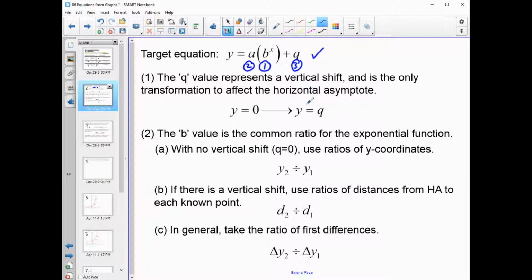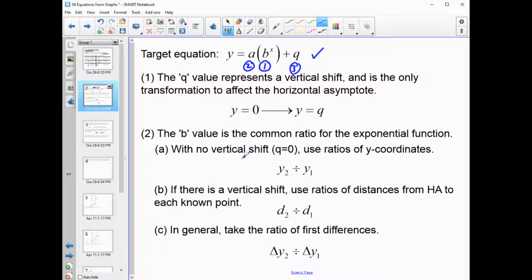And then the order in which we deal with these things actually gets jumbled up a little bit as well, based on the simplicity of which one to deal with first. If, for example, you are looking at a graph, the most important feature on an exponential graph is the horizontal asymptote. And the only thing that affects the horizontal asymptote is the q value, the vertical shift. So if you can see the horizontal asymptote, then you know what your q value is right away.